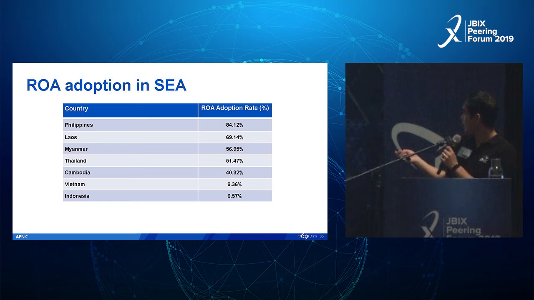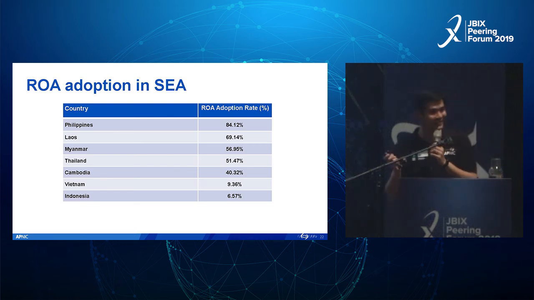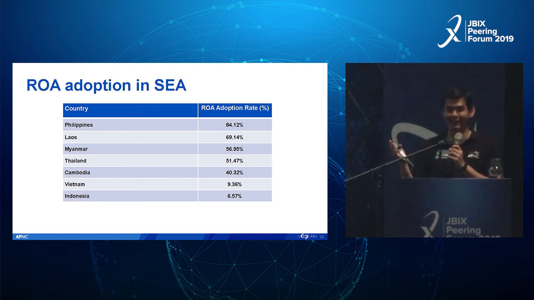So here is the ROA adoption in the Southeast Asia region, with the Philippines having the highest ROA adoption rate at 84.1%. Well done, Philippines. But please note that this is not a competition. We would like to keep encouraging members to register their ROA. So what is the whole idea of registering a ROA, right?